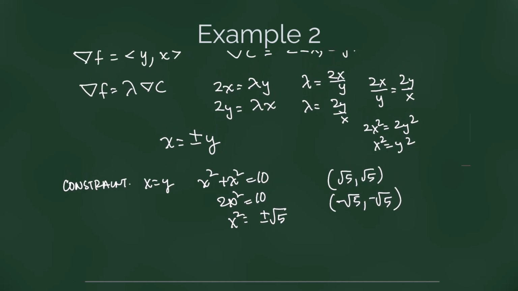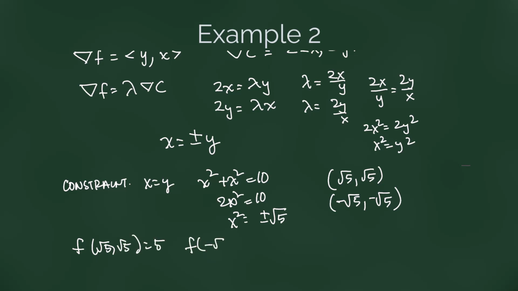And let's evaluate the function at those. So f of root 5, since f is x times y, that's going to be 5. And f of negative root 5 is also going to be 5.